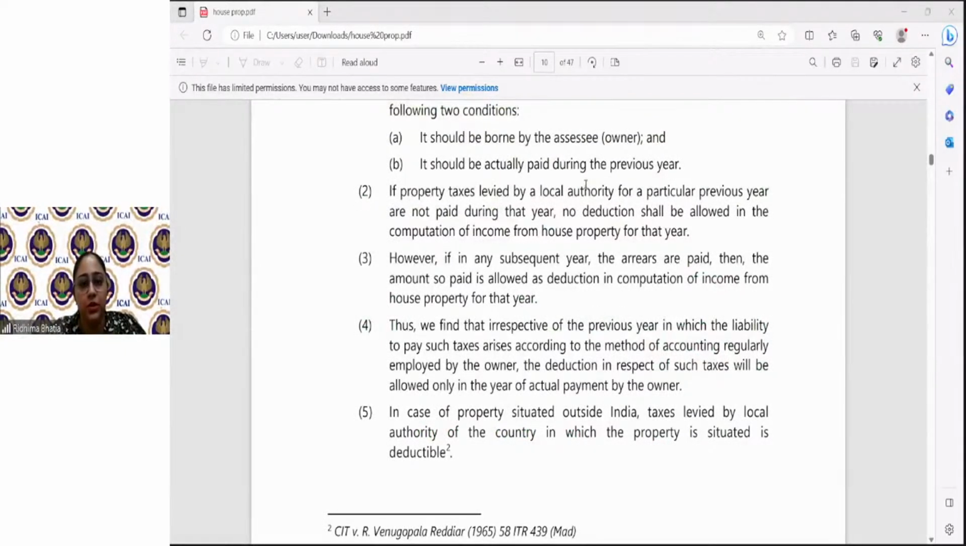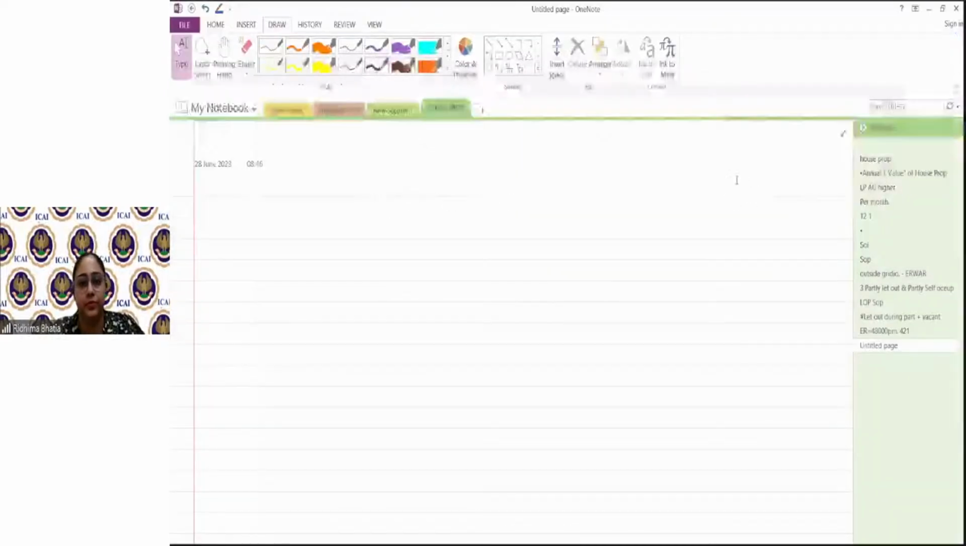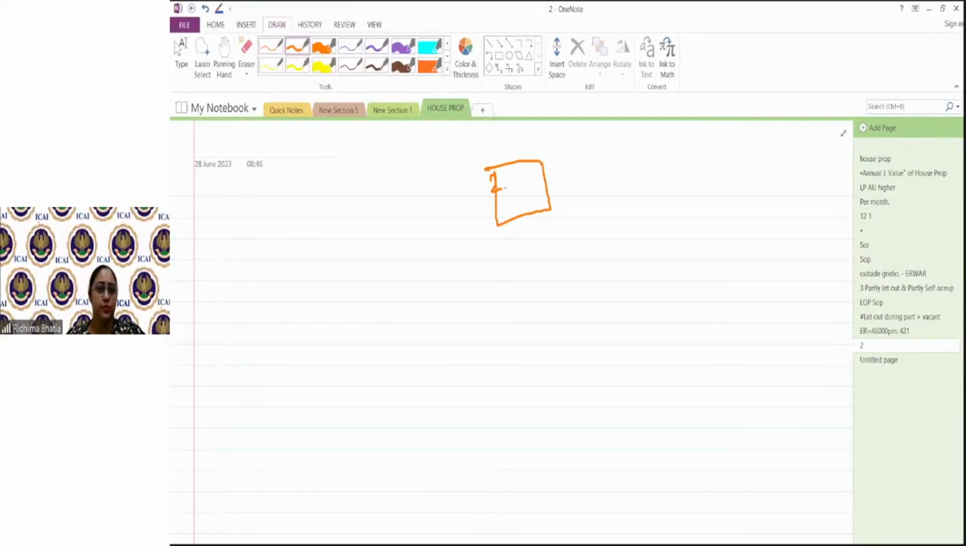Now we come towards the other concept, which is the concept of co-ownership. Now this is also a very interesting concept. Why? Let's understand. Co-ownership matlab a house property is held by two or more owners. Suppose there's one house property, okay, that is held by Mr. A and Mrs. A in equal share.